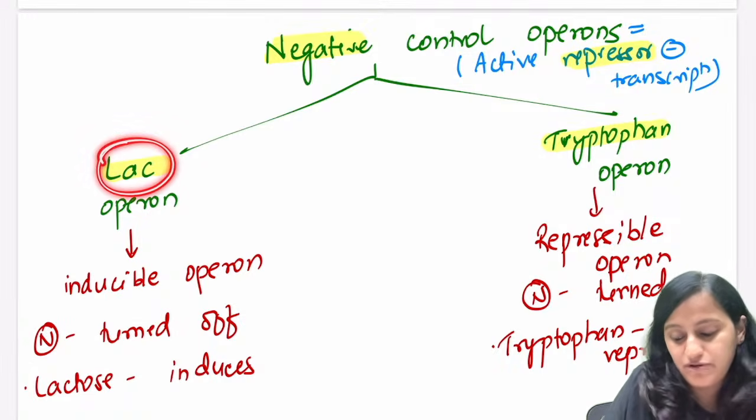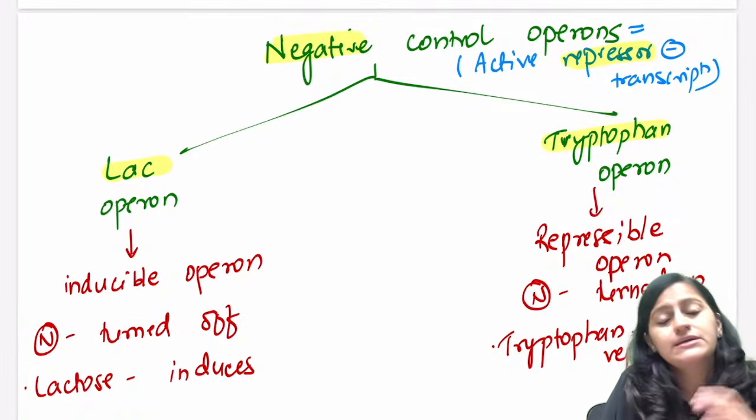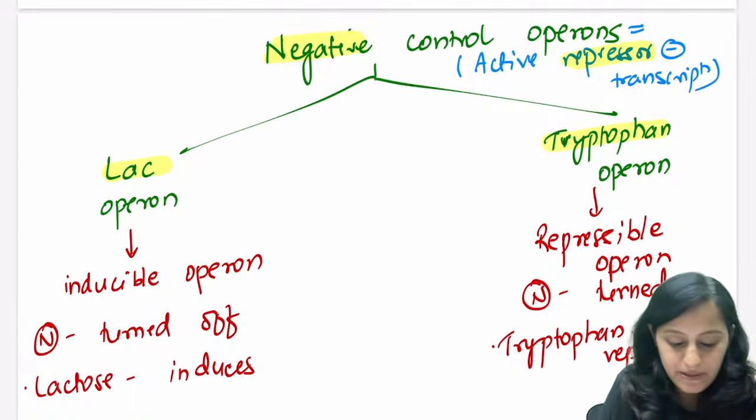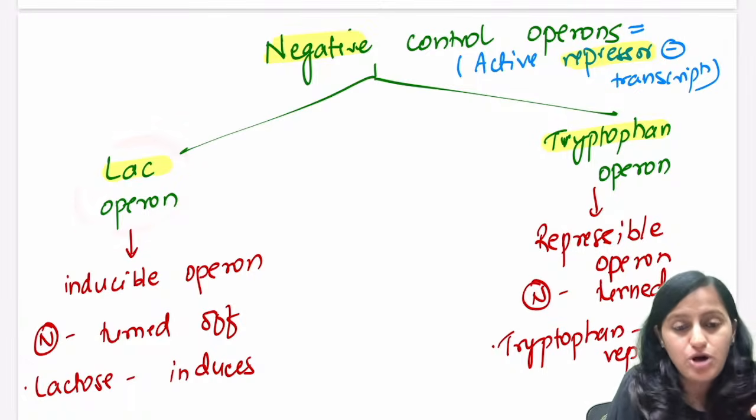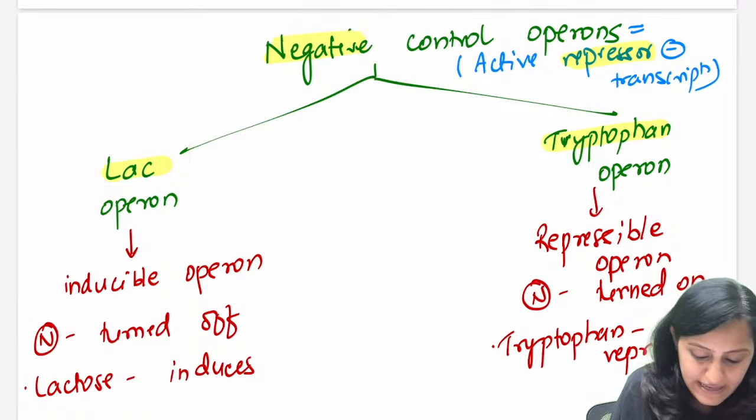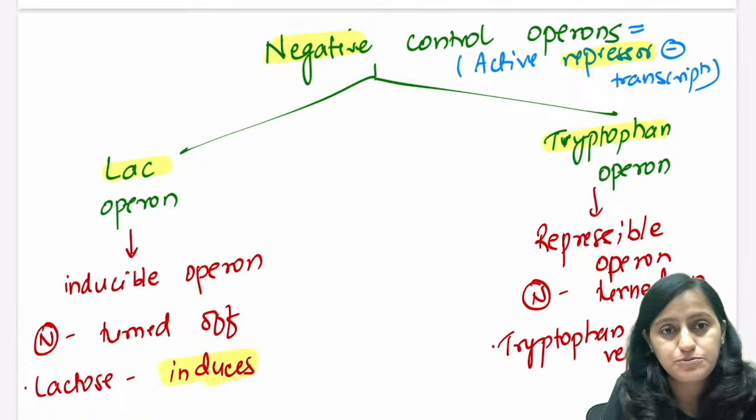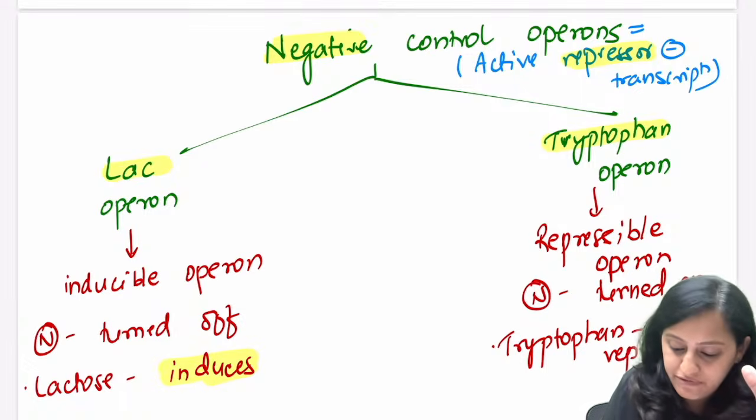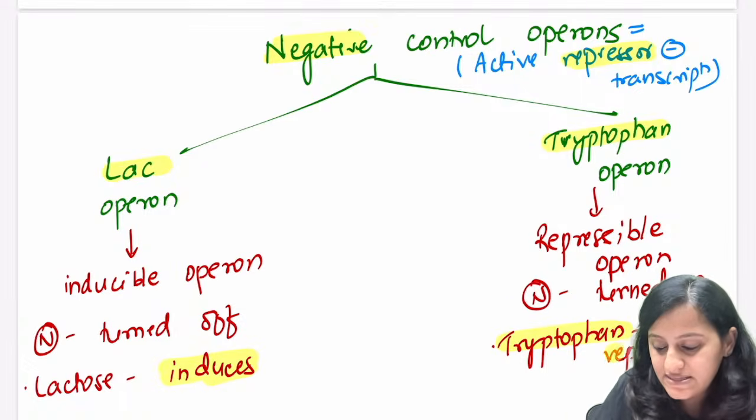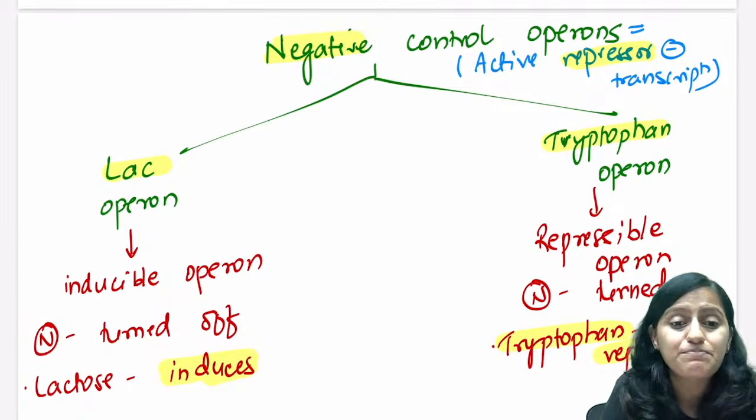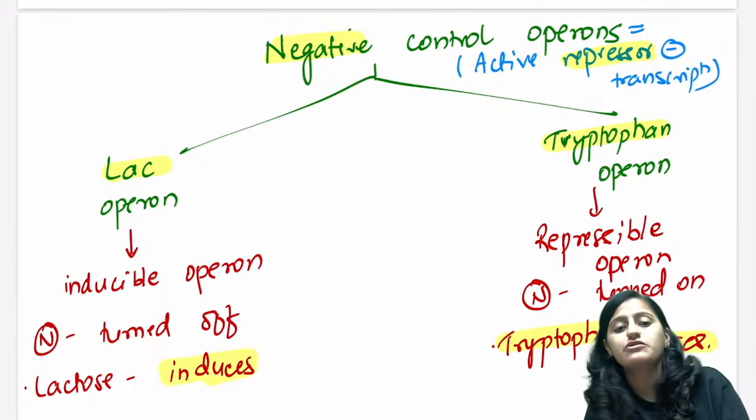Like you have lac for lactose, you have the tryptophan operon. Understand at least one difference between the two. Now, in the lac operon, when the metabolite lactose is present, what does it do? It switches on the lac operon. The opposite is true for tryptophan. When tryptophan is present, it represses the operon, it switches off the operon.